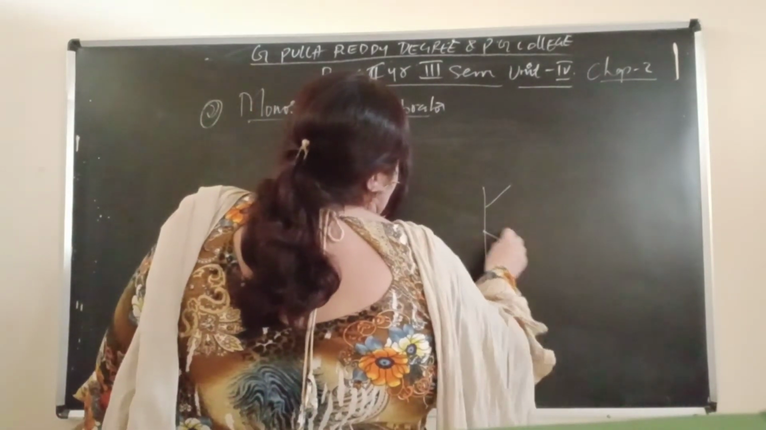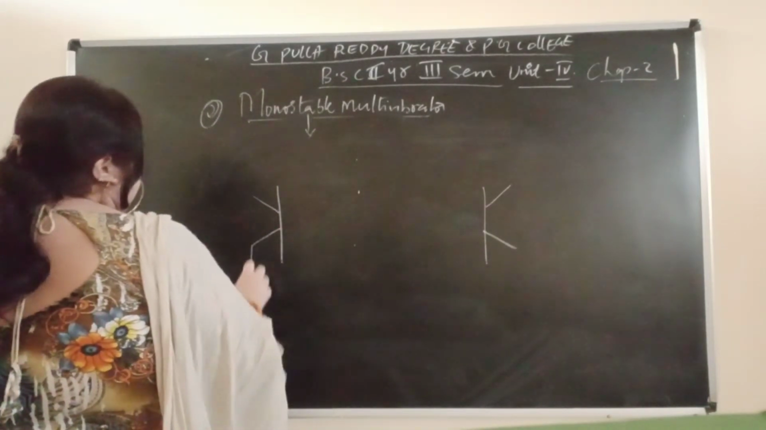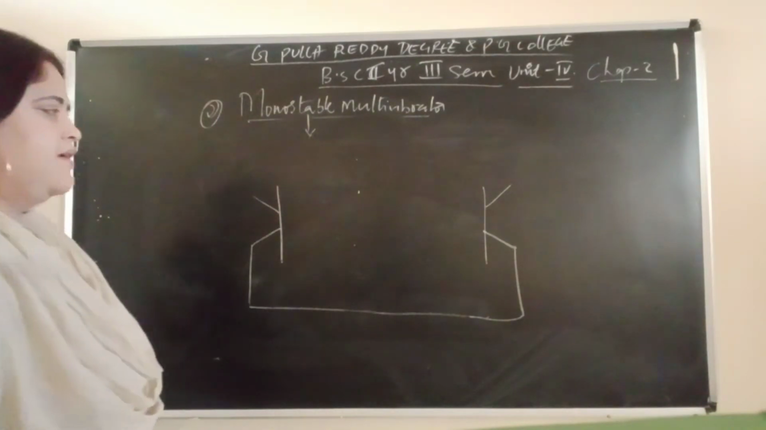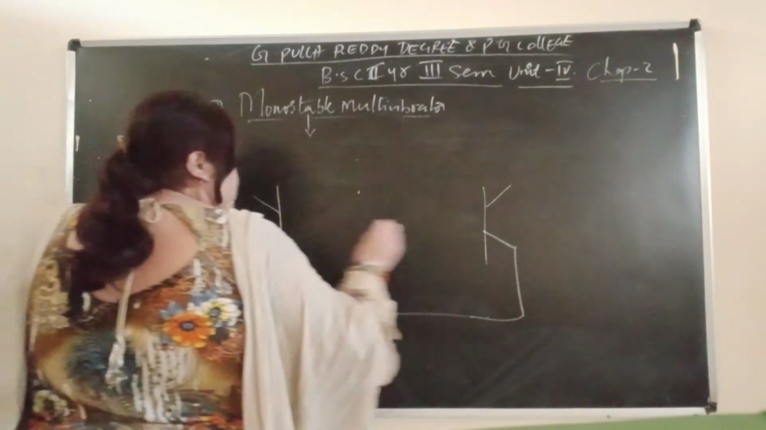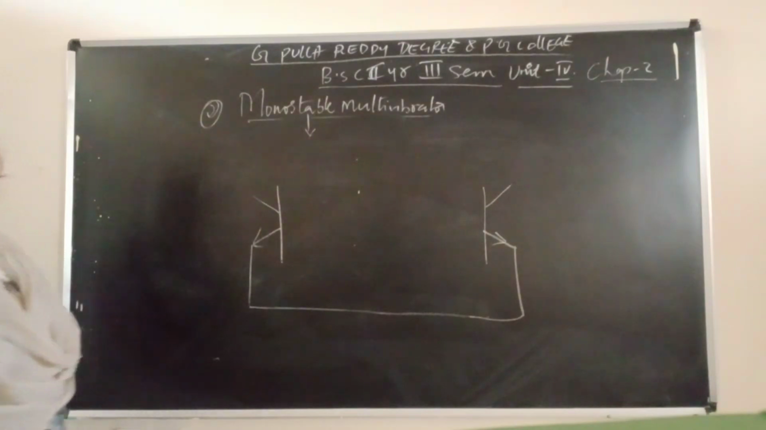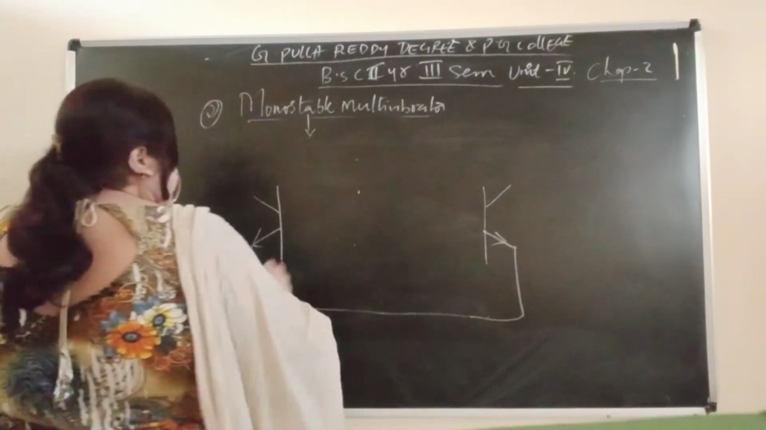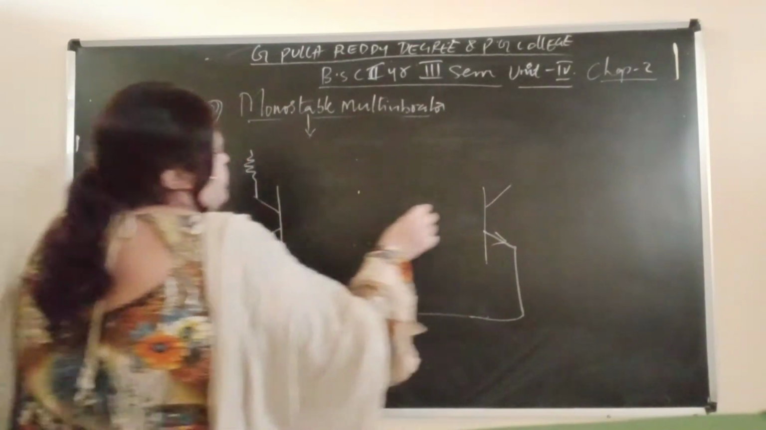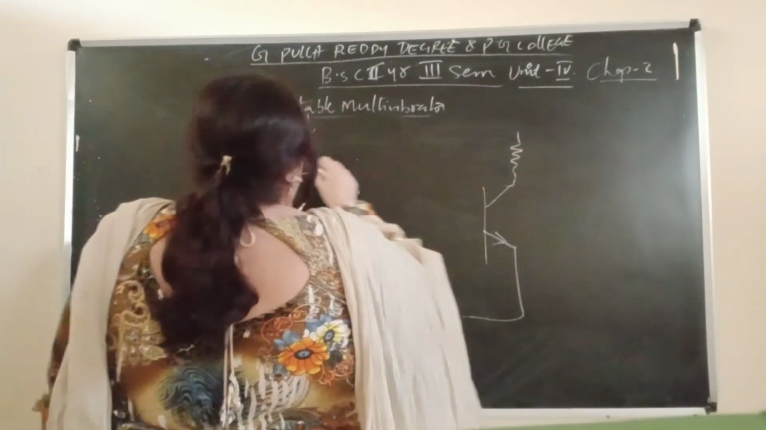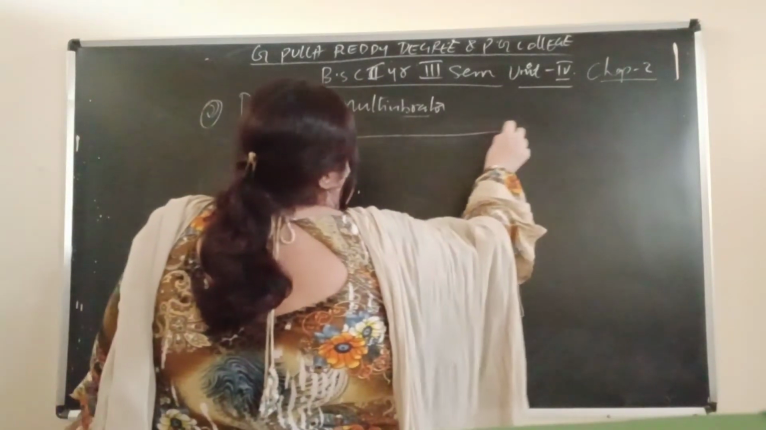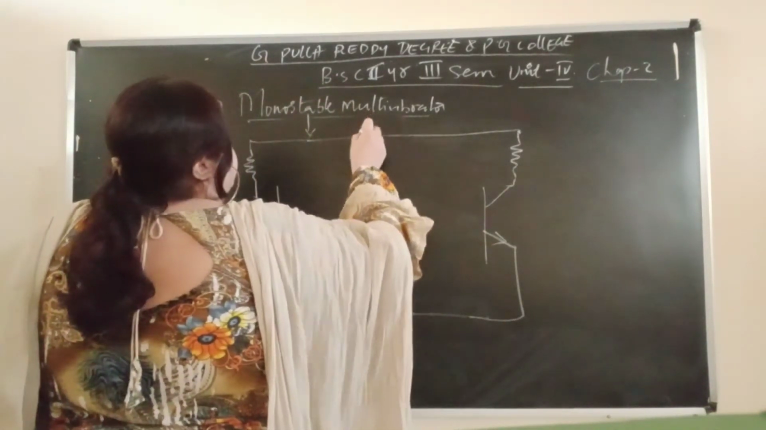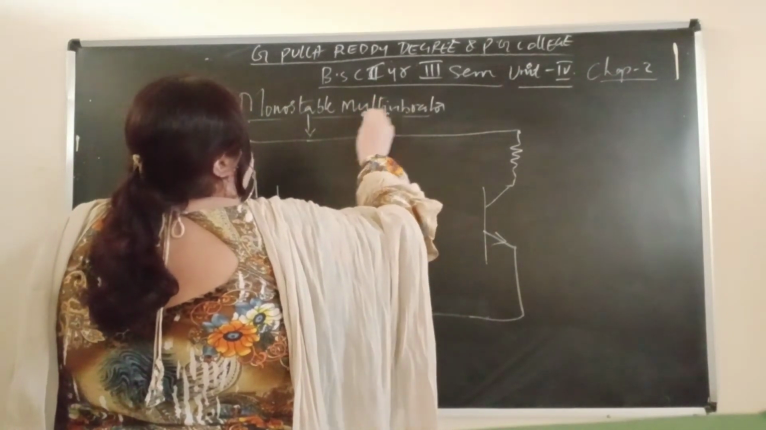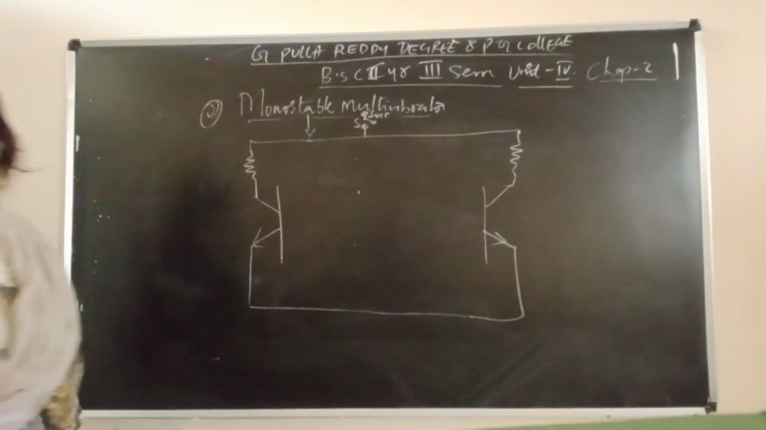With me you draw, you take one rough paper and pencil and draw it so that you will be perfect. Connect the emitter terminals of both the transistors. Then after that draw one resistor here, draw one resistor here. Then join them. Draw the key. Plus VCC and switch.